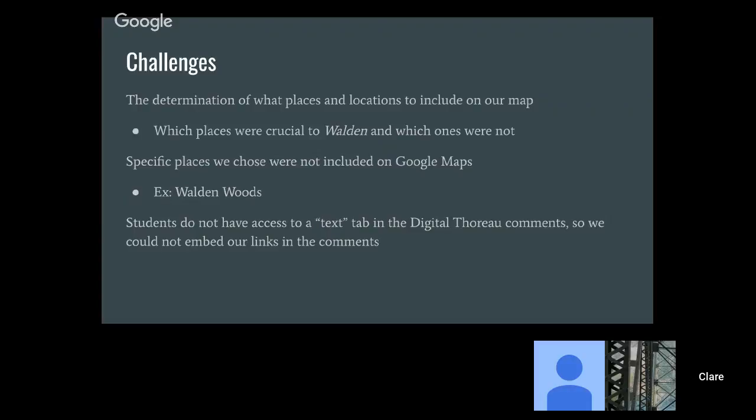So how we overcame these problems was that we just figured out a different way to embed them. We formatted the zoom and the coordinates into the links, and we copied and pasted them without a text tab. So that did end up working. And for the specific places, we made them ourselves and made accommodations for that. And then for the places to include on our map, we just made sure that they were crucial and important to Walden. So that's it for that.